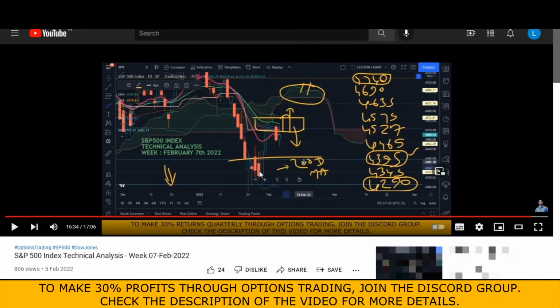Okay, so last week, see, this is the technical analysis of the previous week. I told you that this is the zone in the S&P 500 index: 4,575 and 4,527. I told you that if the market manages to close above 4,575 on two consecutive days, it will move up towards 4,690 and 4,740. But if it failed to close above 4,575 on two consecutive days, then it will come down.